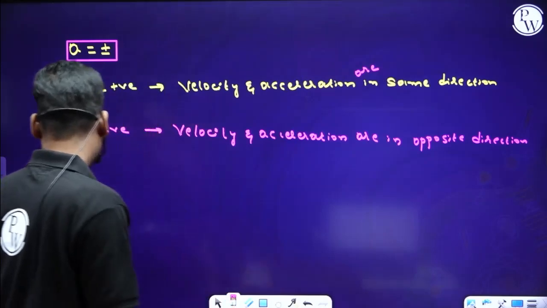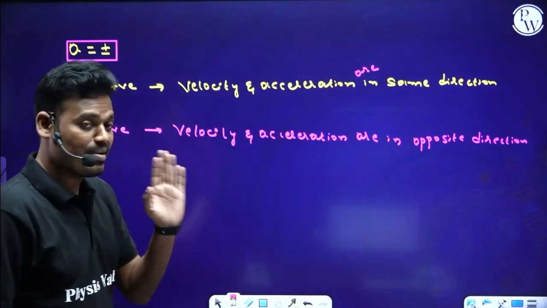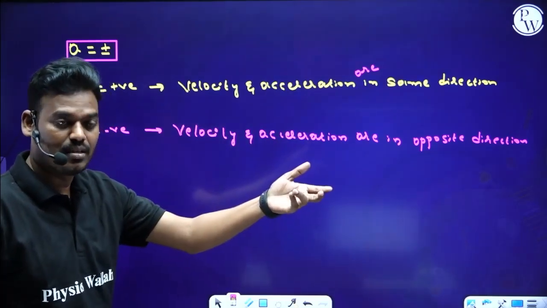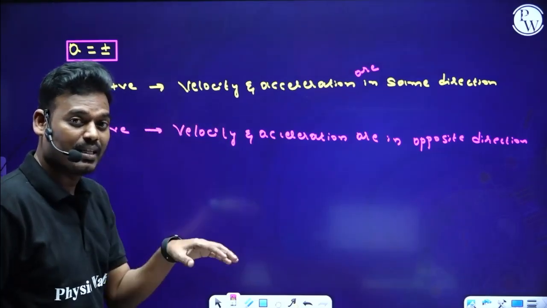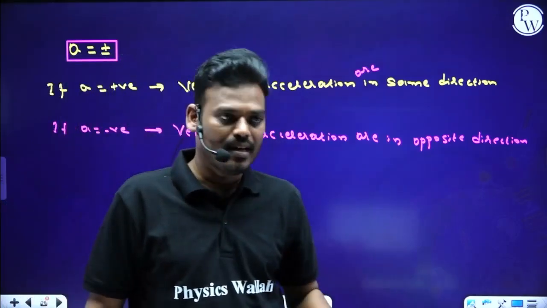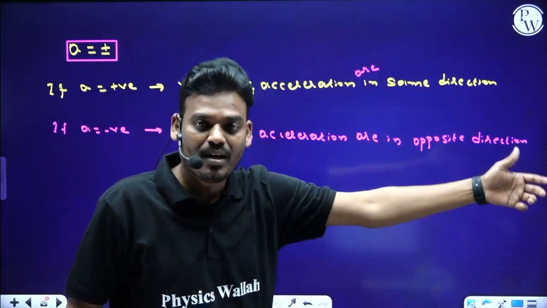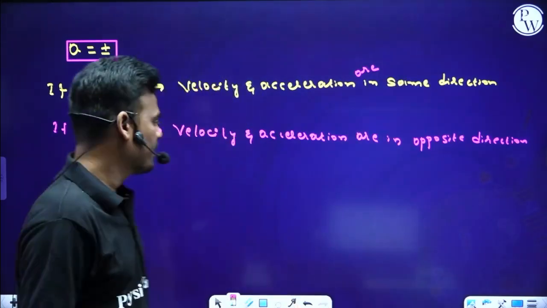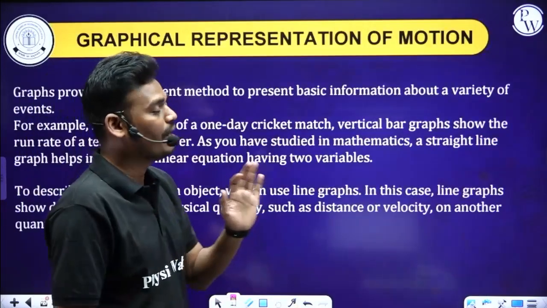Clear? Okay. Now, what happens when acceleration and velocity are in the same direction? Velocity increases, or else speed increases. Velocity and acceleration in opposite direction means the velocity or speed decreases. Okay. Speed up and speed down. If A is positive, it means speed up, speed is increasing. If A is negative, it means speed is decreasing. That's all. Okay.